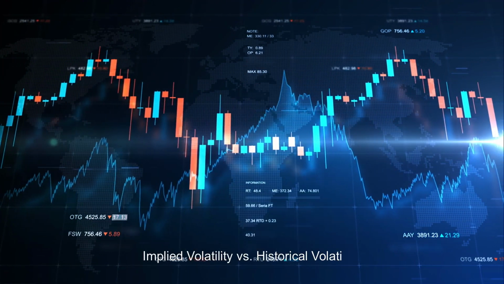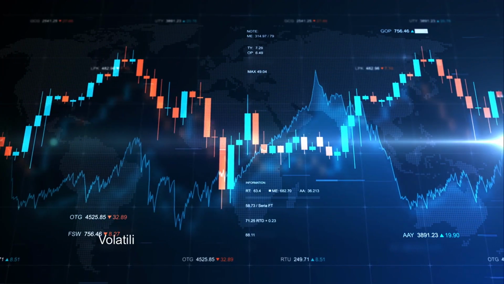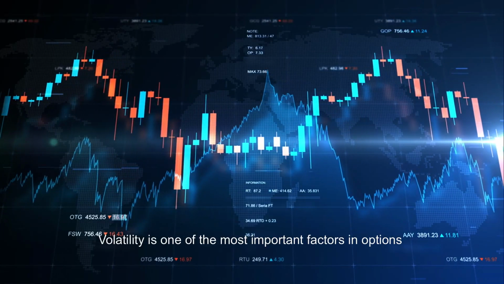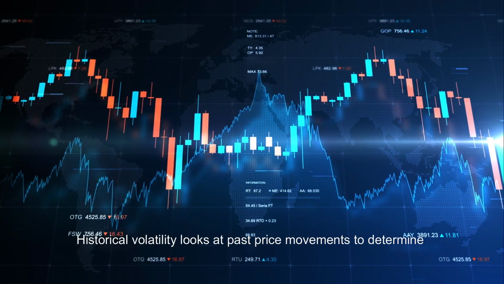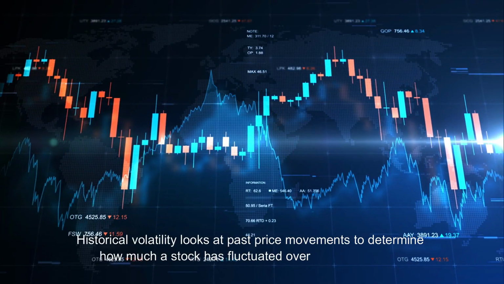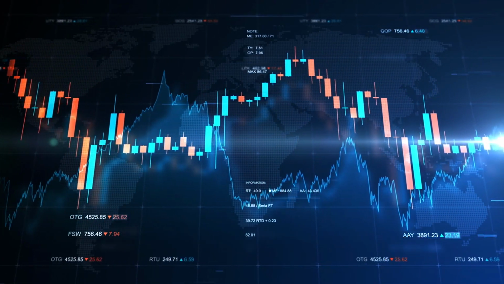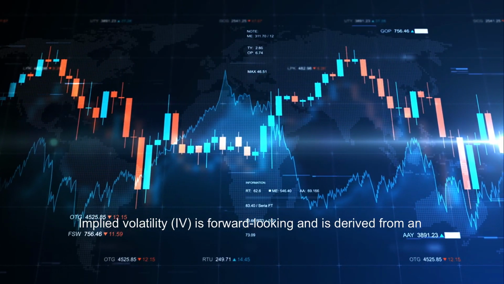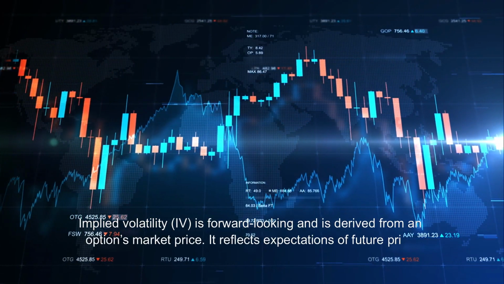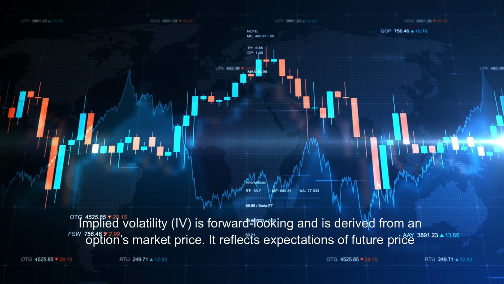Implied volatility versus historical volatility. Volatility is one of the most important factors in options pricing. Historical volatility looks at past price movements to determine how much a stock has fluctuated over a certain period. Implied volatility, IV, is forward-looking and is derived from an option's market price. It reflects expectations of future price movements.